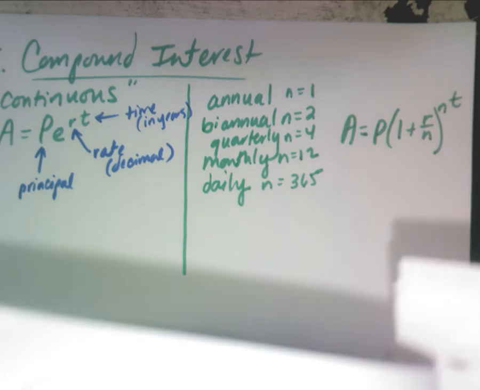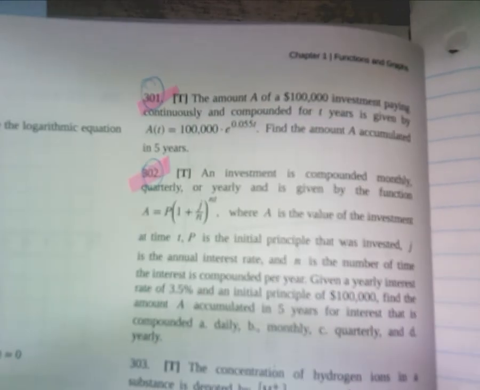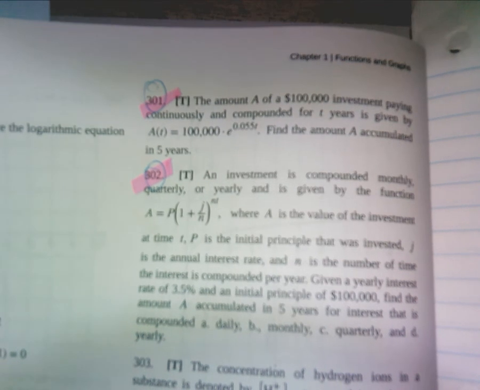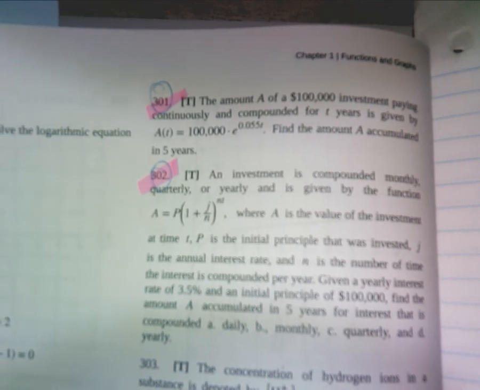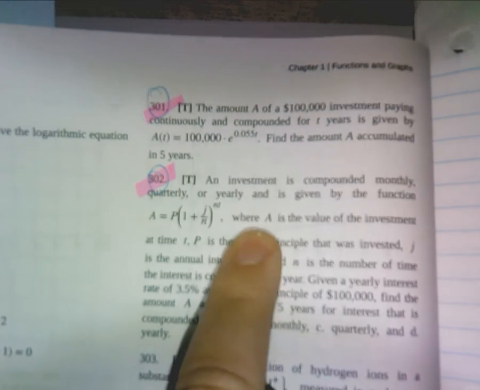Okay. So just so you can see what 302 says, I'll read it and then I'm going to move it over so we can work through it. An investment is compounded monthly, quarterly, or yearly and is given by the function. So they put a J here. It's the same as R. They're explaining what everything is.